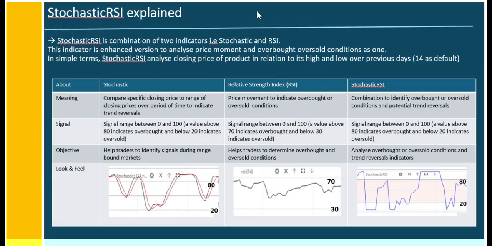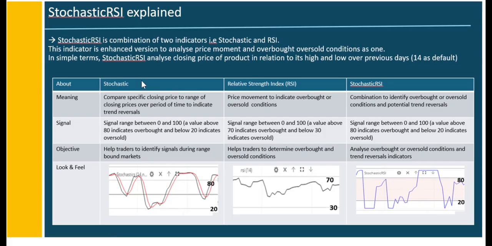So as you see on this deck, stochastic RSI is a combination of two indicators, that's stochastic and RSI. It's an enhanced version to analyze your price movement and show you overbought, oversold conditions in one indicator. In simple terms, it helps you to analyze closing prices of a product in relation to its highs and lows. 14 days is a default value, which you can customize as per your trading.